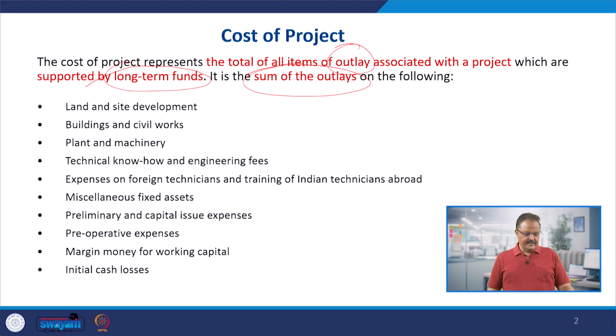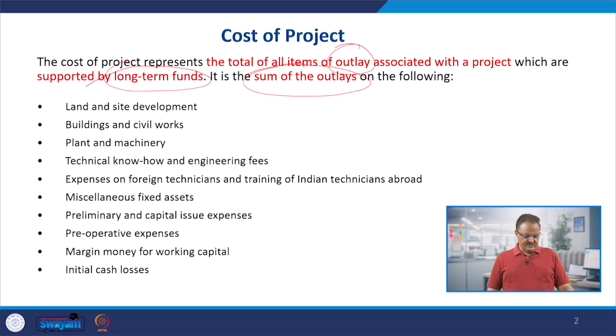Because the total structure of any venture, any project, has two kinds of assets. One is the fixed assets or the long term assets, and the second is the current or the short term assets. Long term assets start with the land and many other assets which have a life of more than a year. We need the long term funds for procuring those assets and bringing them into the project.